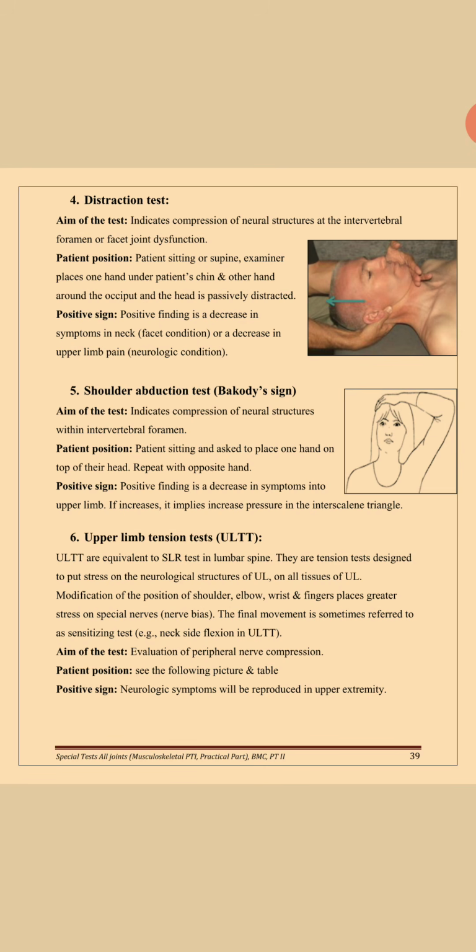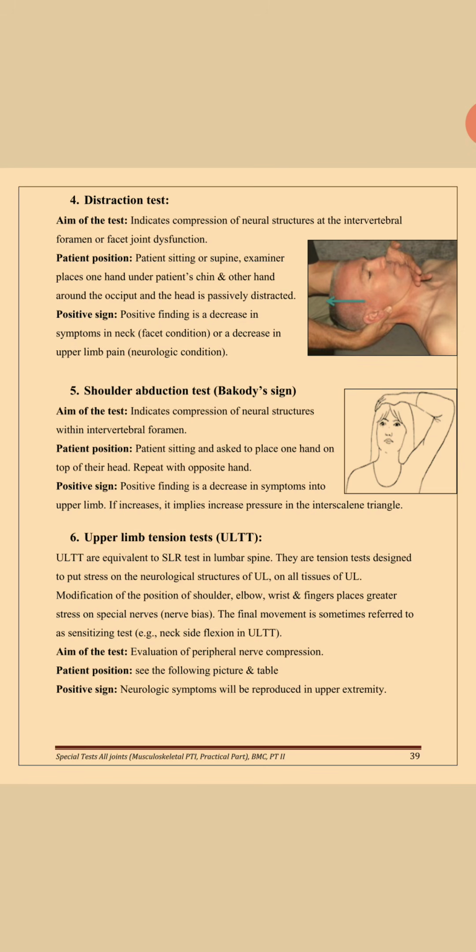Upper limb tension tests, ULTT. Upper limb tension tests are equivalent to SLR tests in the lumbar spine. They are tension tests designed to put stress on the neurological structures of the upper limb. Modification of the position of the shoulder, elbow, wrist and fingers places greater stress on specific nerves, the nerve bias. The final movement is sometimes referred to as the sensitizing test. Aim of the test: evaluation of peripheral nerve compression. Patient position: see the following picture and table.